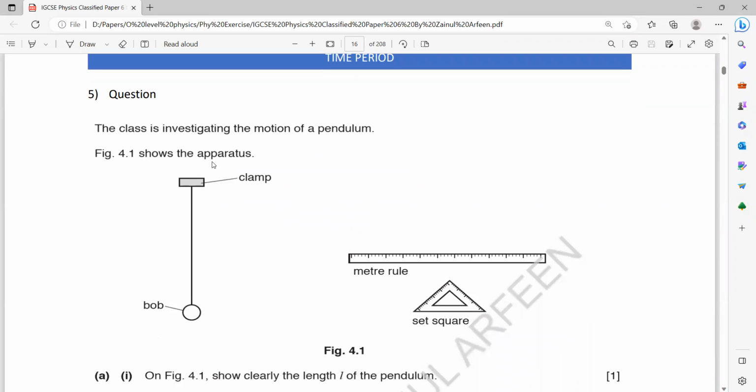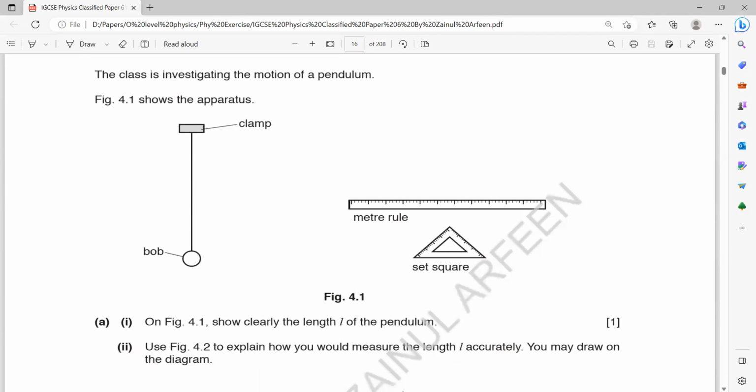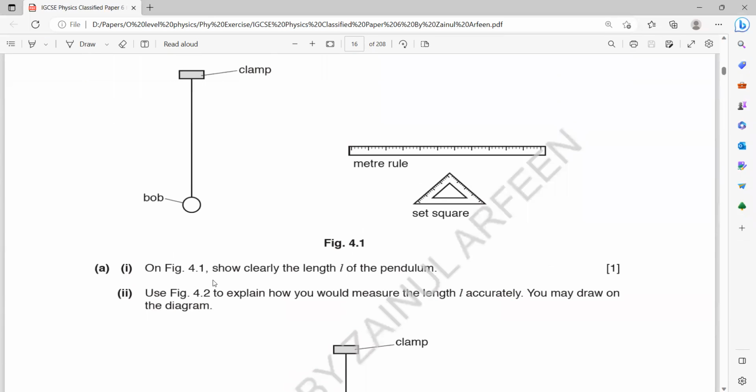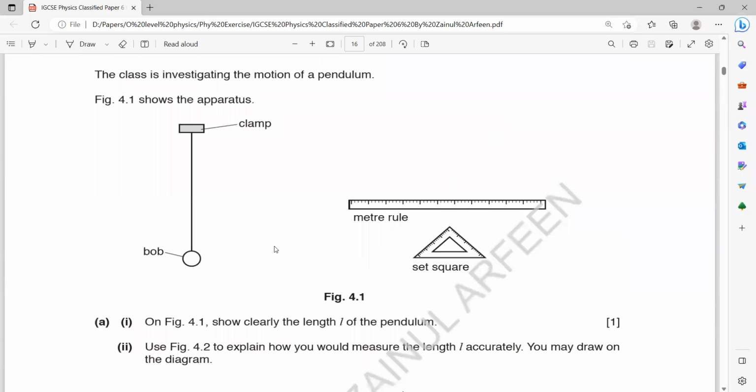Figure 4.1 shows an apparatus. A mass is attached with the spring and it will vibrate to and fro. That is the pendulum. On figure 4.1, show clearly the length of a pendulum. If you want to, you can use chat, mic or screen annotation. What should be the length of a pendulum? If you have to mark that as L, what should be the length of the pendulum?